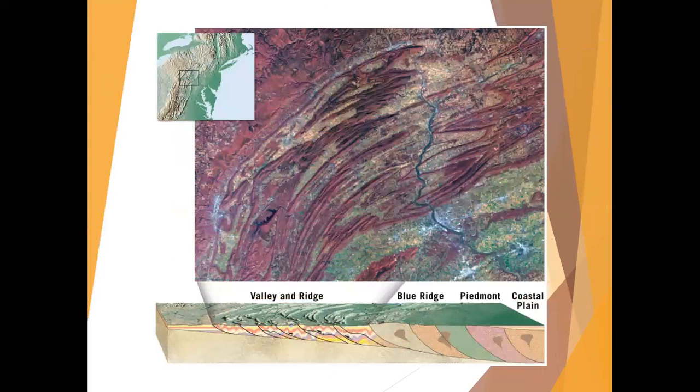This is showing you part of the Appalachians, and you can see here that there are very distinct regions as you go from the Appalachians out to the coasts. You have your valley and ridge system, the Blue Ridge Mountains, the Piedmont, the coastal plain, all of which have very distinct geologies, soils associated with them, and they are the direct result of this mountain building activity.